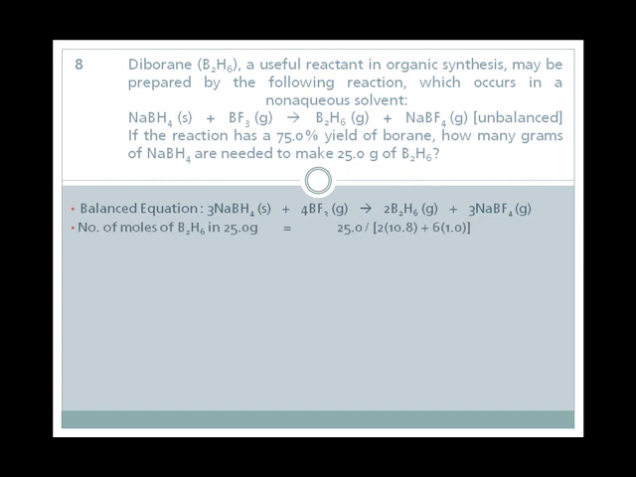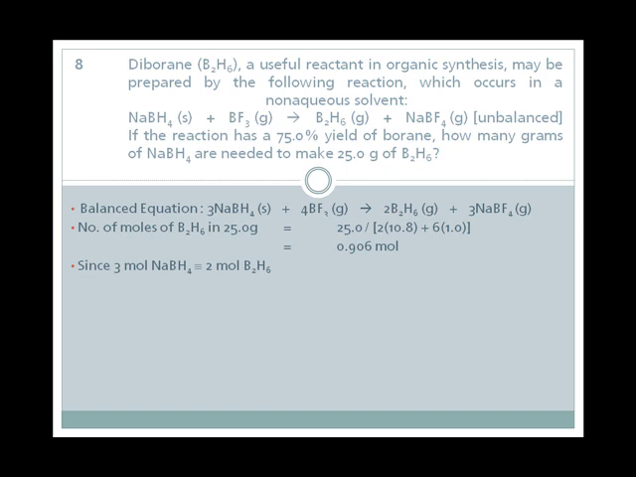We need to make 25.0 grams of B2H6. Now how many moles is that? Okay, we take the mass divided by the molar mass of diborane, and we get 0.906. Now this is the amount of diborane that we need to make in terms of moles. According to the equation, 3 moles of sodium borohydride would produce 2 moles of diborane. Now we need to produce 0.906 moles.